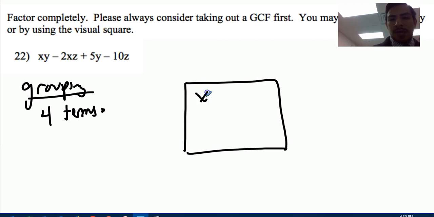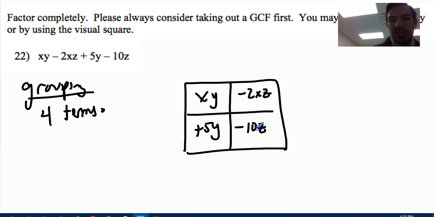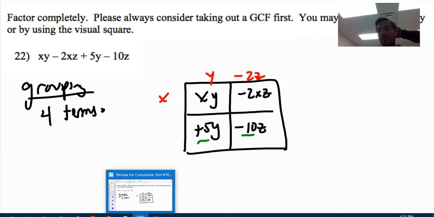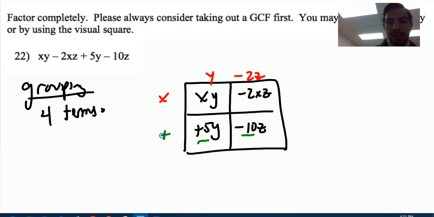Looks like I've got an xy and a minus 2xz, and a positive 5y and a minus 10z. Let's see what we can take out of this one. Looks like we can take out an x, and we're left with a y in this box. If I take an x out of here, I'm left with a minus 2z. Over here, I'm looking at a positive 5 and a negative 10. The GCF is a positive 5, so I can take out a positive 5 here.